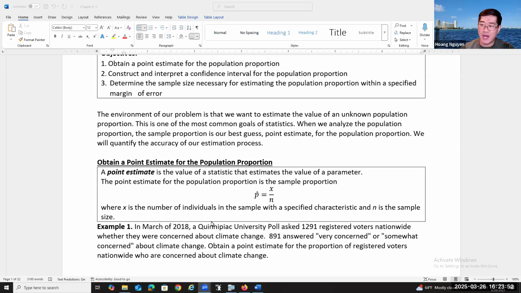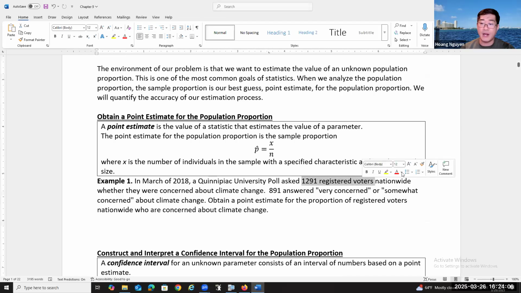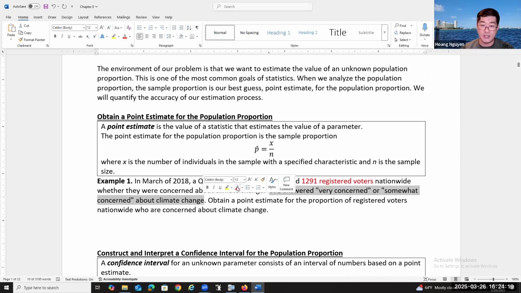Let's give an example a try. We actually completed this question in the previous section already, but we're going to try it again. In March 2018, a survey asked 1,291 registered voters nationwide if they are concerned about climate change. In that group of 1,291 people, 891 said yes, they're very concerned or somewhat concerned about climate change. So, obtain a point estimate.